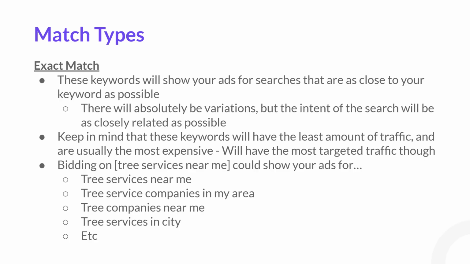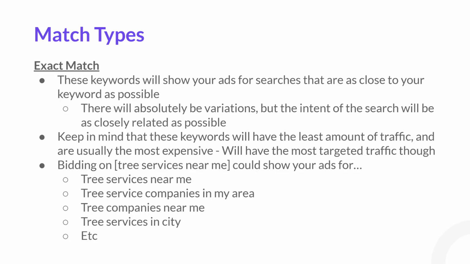So an example for this is bidding on tree services near me as an exact match keyword could show your ads for tree services near me, but it could also show it for tree service companies in my area, tree service companies near me, tree services in city, etc. It's still going to be very, very closely related, but Google can elect to make a judgment call, and as long as it's not super far outside of the intent of tree services near me, it's most likely going to show the ad for that.